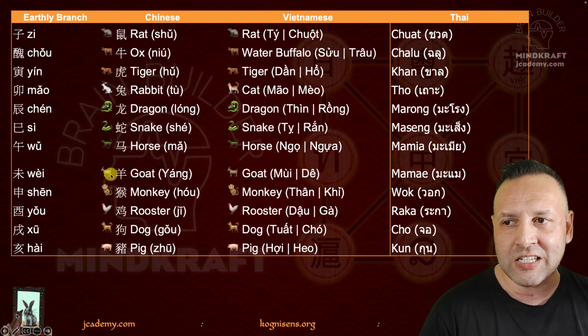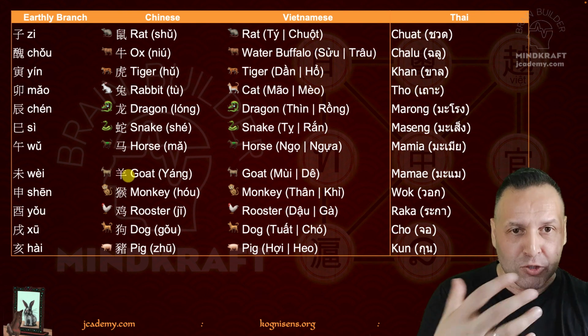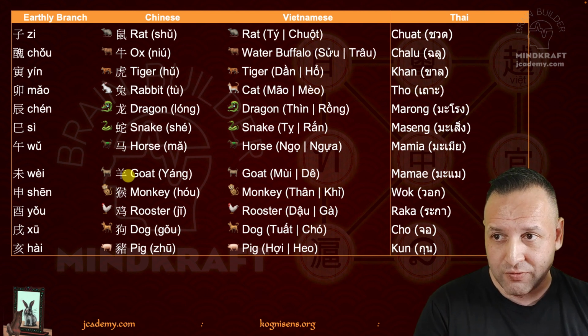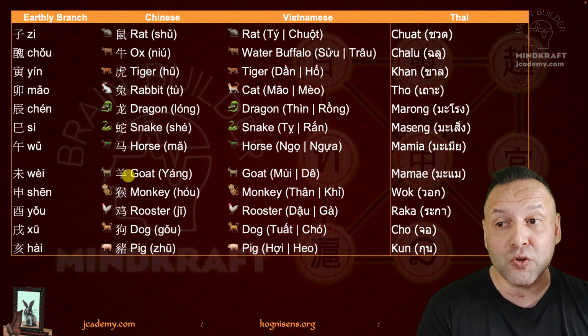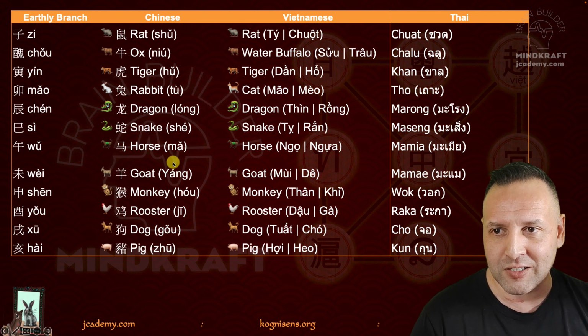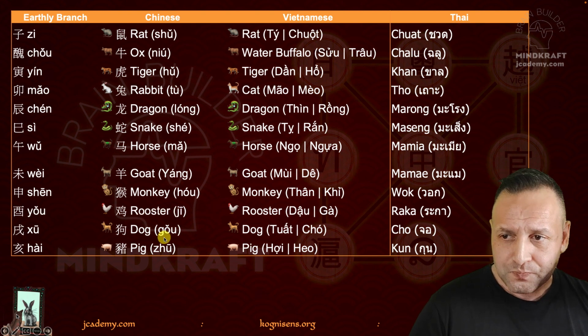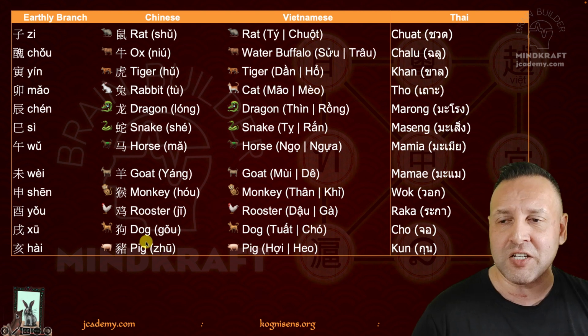By the way, this character here in Chinese represents either the actual animal, a sheep, a goat, a ram or whatever, something extremely beautiful or something stupid. So all of those traits, you might see this Yang character. The monkey, Ho. Then you get the rooster, 鸡, dog, 狗, and pig, 猪.